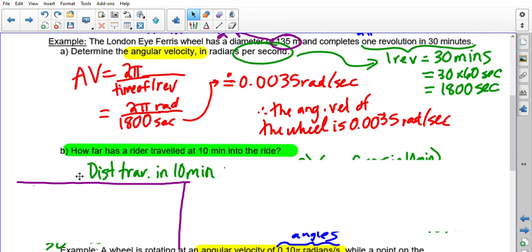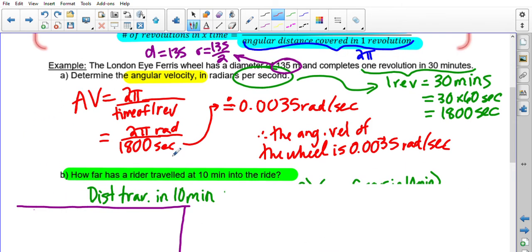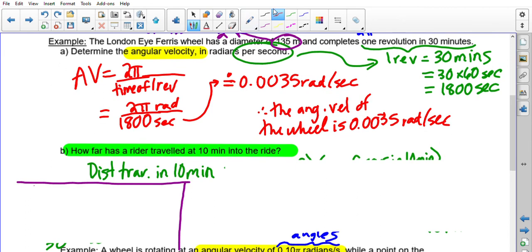Part B. How far has the rider traveled at 10 minutes into the ride? So when they're saying how far has he traveled, they basically want to know the distance traveled. So I want you to think of the arc length. Distance traveled here is the length around the circle, so the circumference, or what part of the circumference has been traveled, basically.